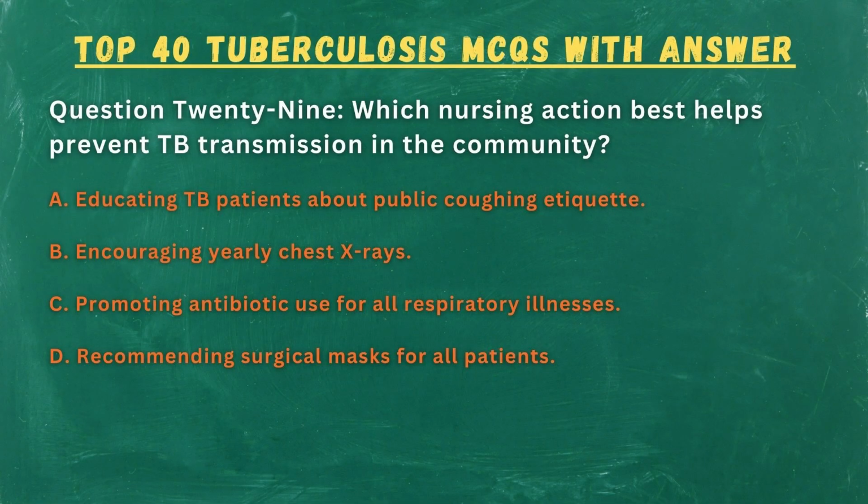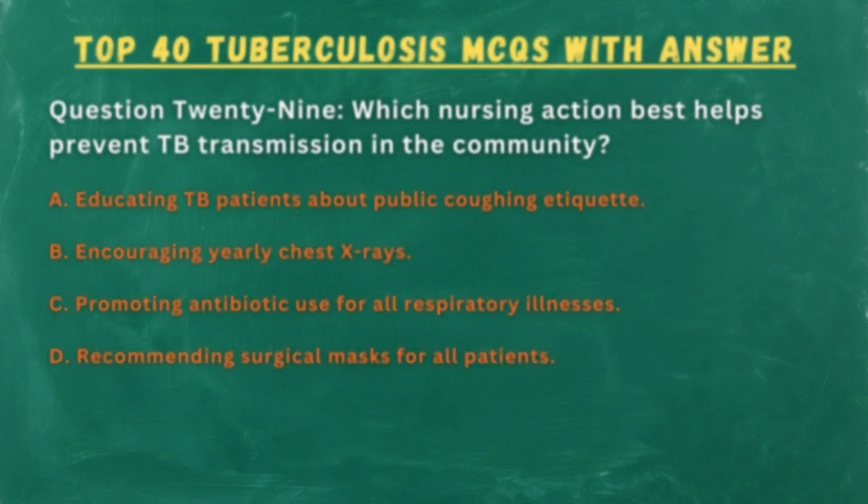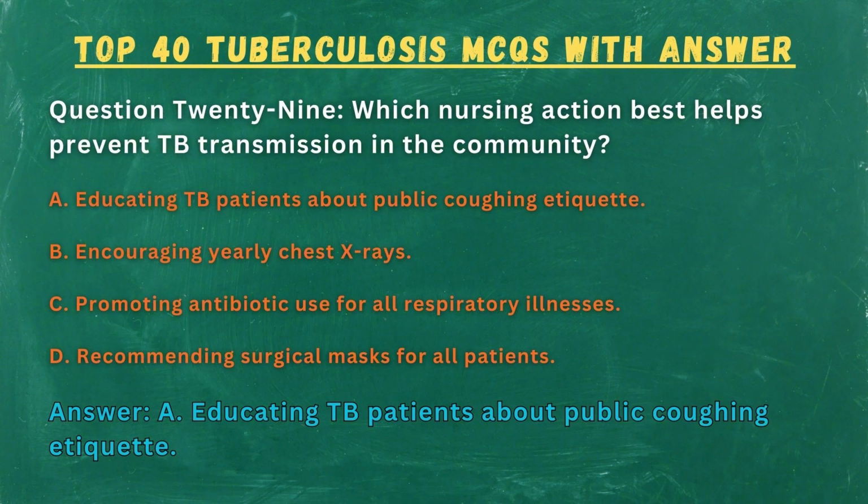Question 29. Which nursing action best helps prevent TB transmission in the community? A. Educating TB patients about public coughing etiquette. B. Encouraging yearly chest x-rays. C. Promoting antibiotic use for all respiratory illnesses. D. Recommending surgical masks for all patients. Answer: A. Educating TB patients about public coughing etiquette.